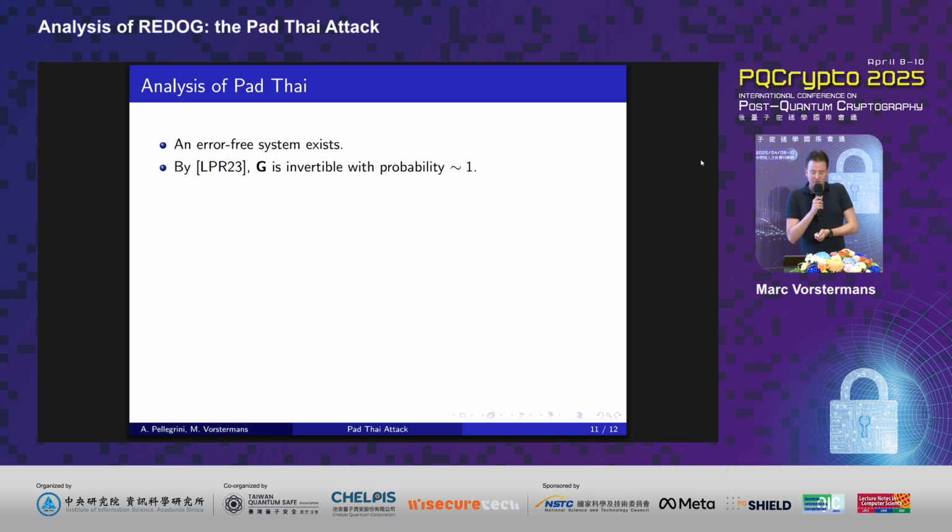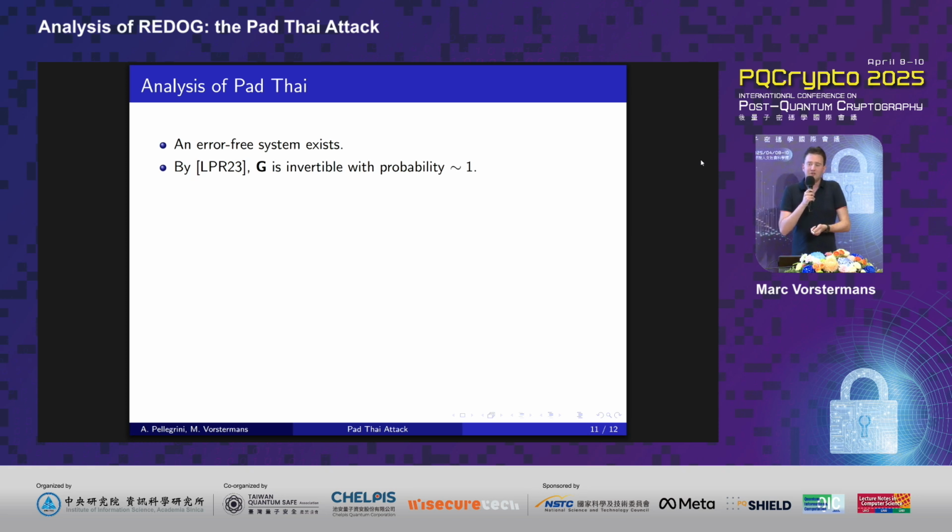So to do a very little analysis of the attack, first of all, we have to guarantee that such an error-free system exists. But by construction, because we iterate over all these arrangements, all these linear combinations, we know at some point that we will encounter the error-free system. But then, of course, it's important that this error-free system can be solved uniquely for M. So we need this matrix G, which corresponds to our system, to be invertible.